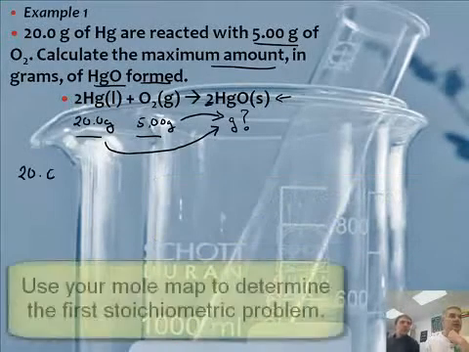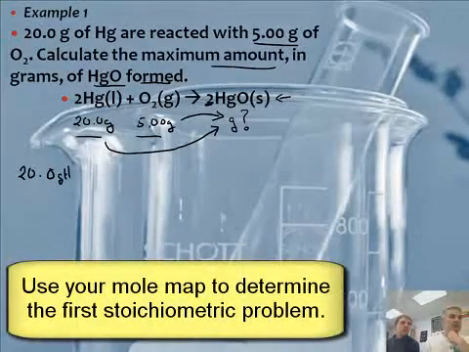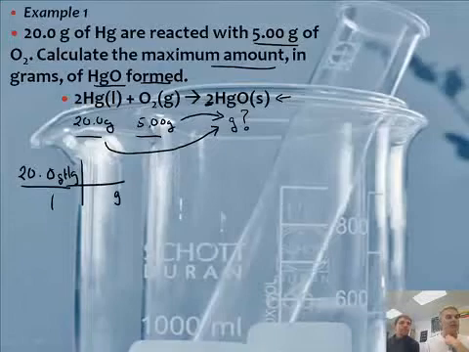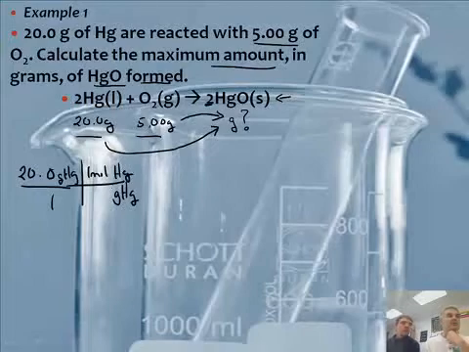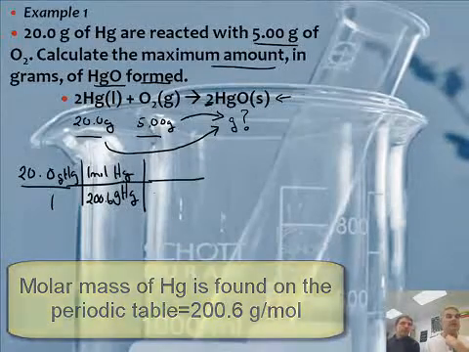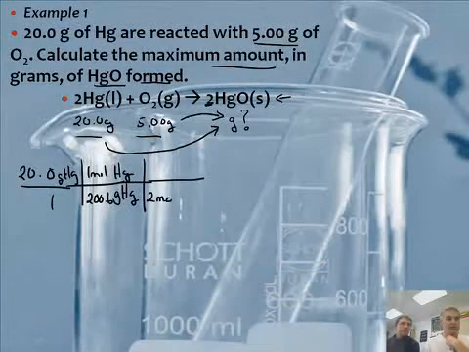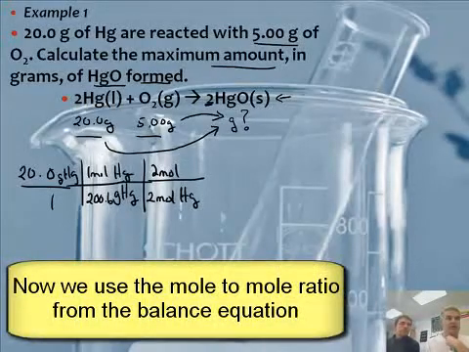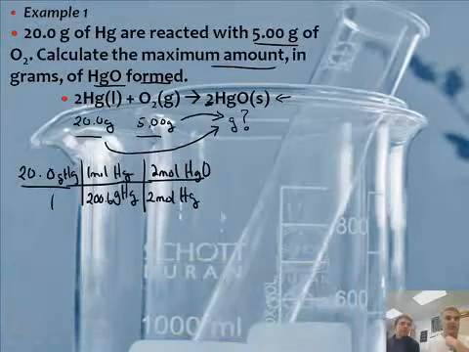All right, so let's do this problem. 20.0 grams of Hg over 1. This is just a gram problem. We've done this before. So grams of Hg, 1 mole of Hg. The molar mass, we don't even have to figure it out, we just look on the table. It's 200.6, the atomic mass of mercury. And then we'll say 2 moles of Hg to 2 moles of HgO.